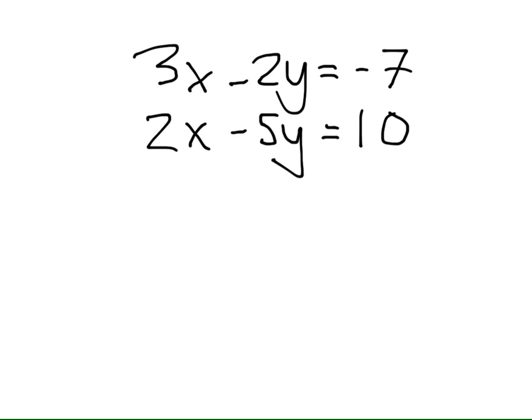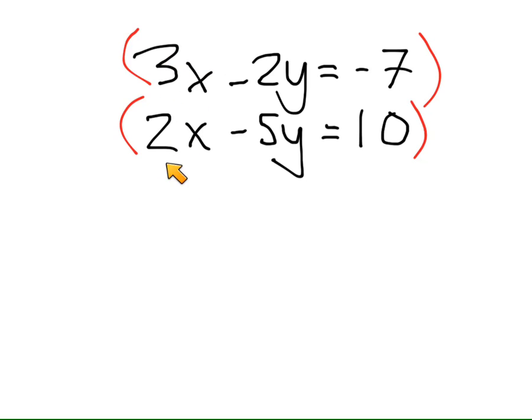Let's change both of them then, right? Because I can't do just this to make this a 3 or negative 3. I can't change this to a 5 or negative 5. So let's multiply both of them by something so that I can use elimination. And it doesn't matter which one you eliminate first.